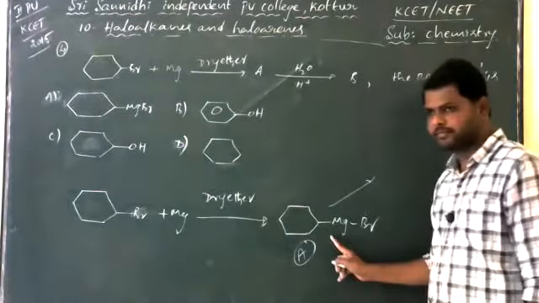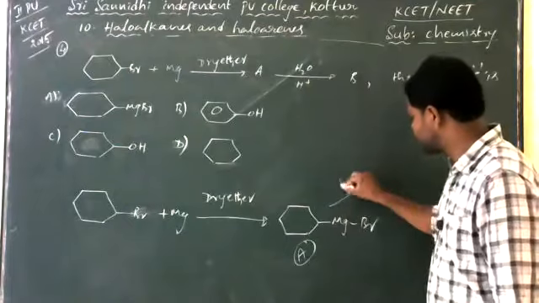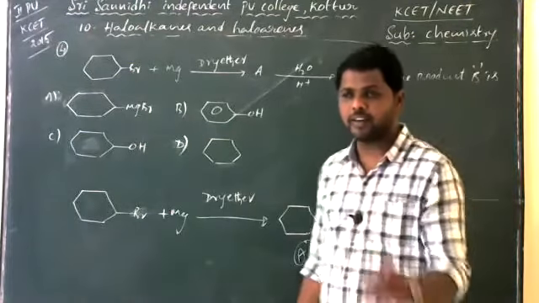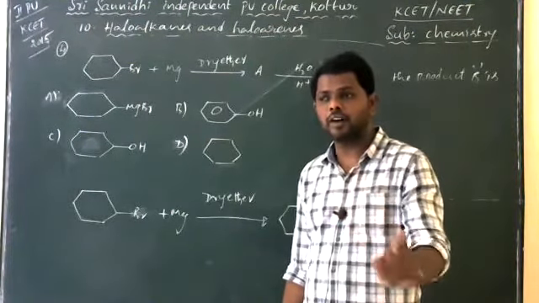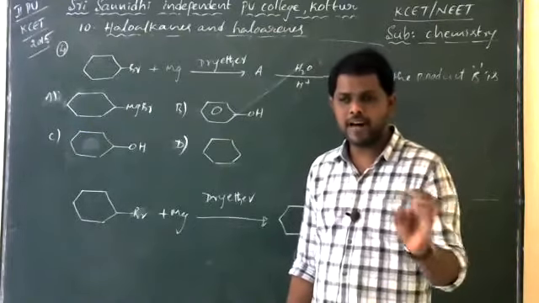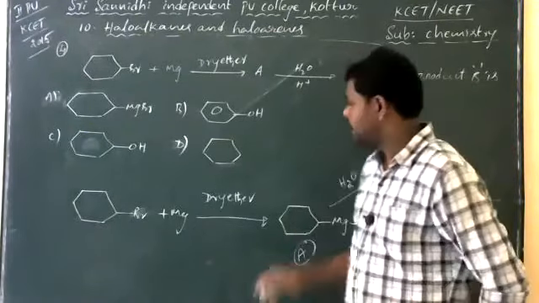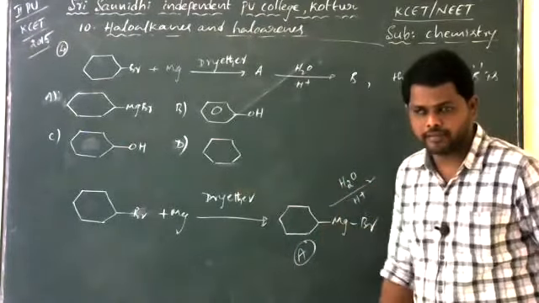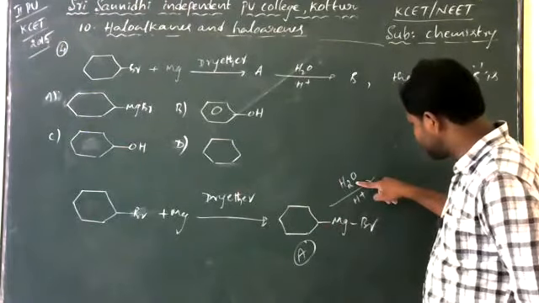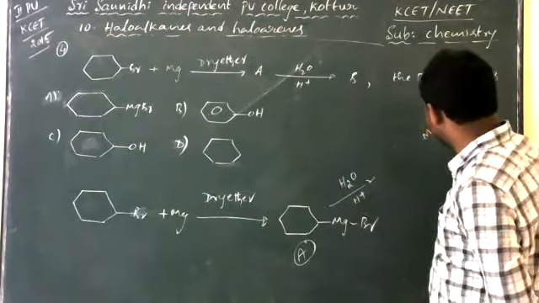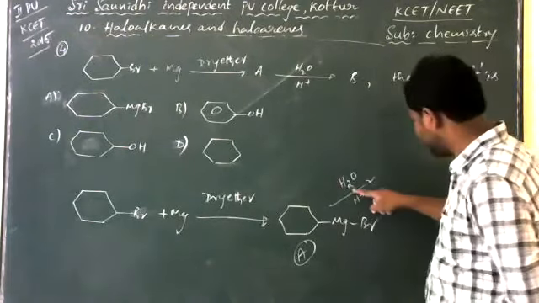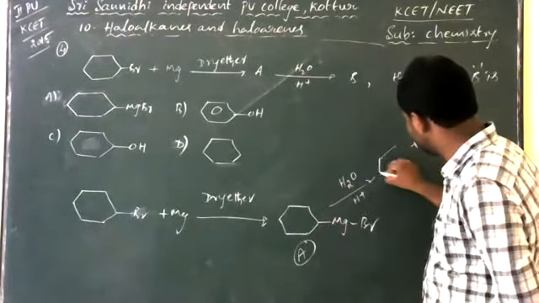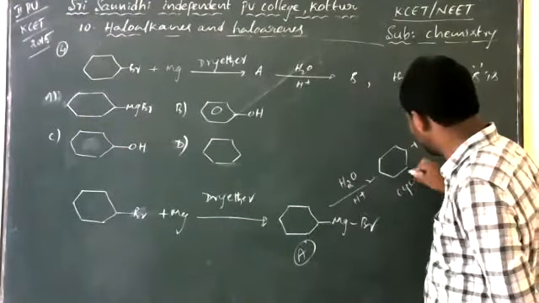Then A is treated with H2O. The most important point is that the Grignard reagent should be kept away from moisture. When treated with moisture in the presence of H plus, the OH combines with Mg as Mg(OH)Br and the Br is separated. The remaining H from the water attaches here, which forms cyclohexane. This cyclohexane is the product.